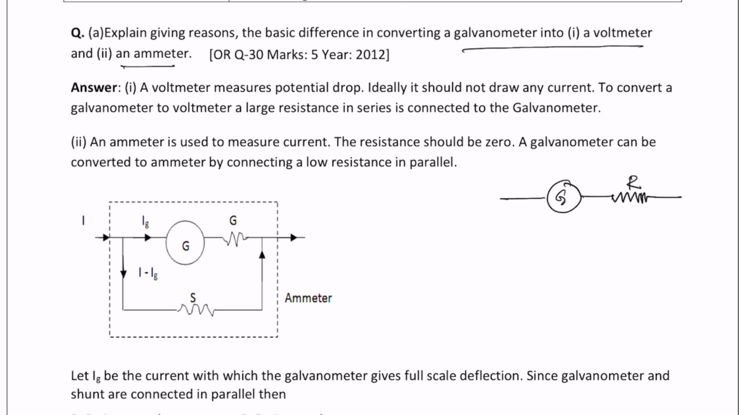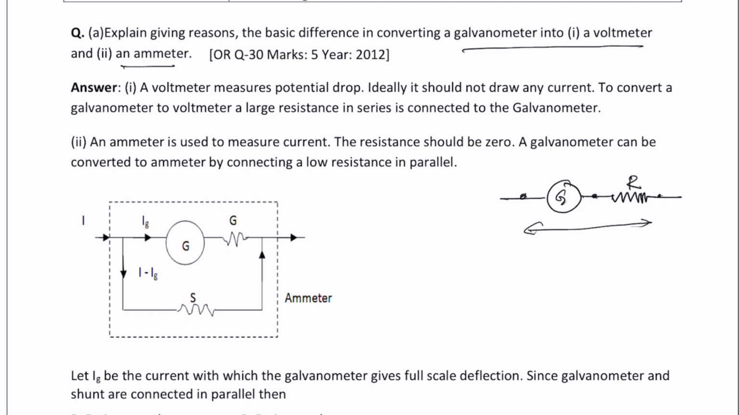So that if more potential is applied, in order to protect it, high resistance is placed in series. So some of the potential drop will happen across the galvanometer, remaining potential drop will happen across this high resistance. So a high resistance in series connected with the galvanometer coil converts it to a voltmeter.